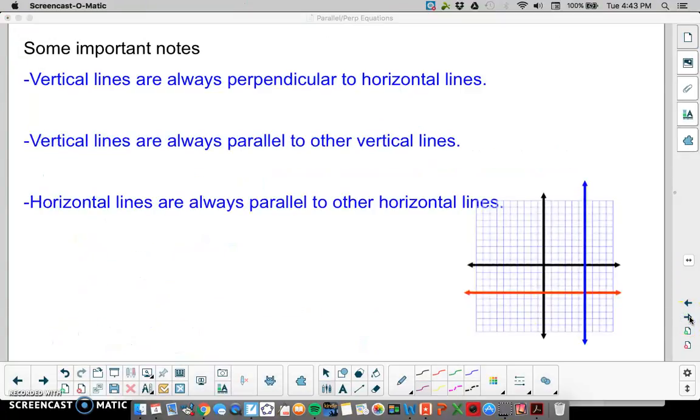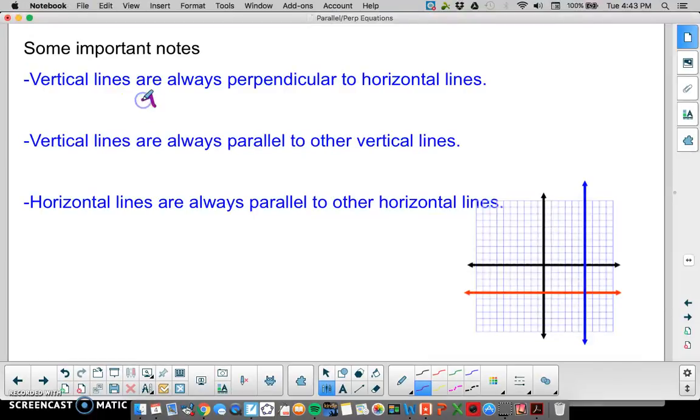Okay, so in this one we have some important things to note. Vertical lines are always perpendicular to horizontal lines. So I have this vertical blue line here and this horizontal red line. They will always make that right angle. And we could verify that by looking at some slopes. The slope of a horizontal line we know is going to be 0. The slope of a vertical line is going to be undefined.